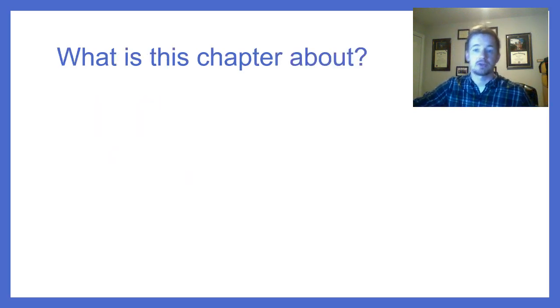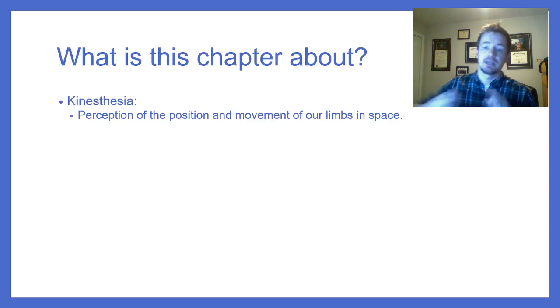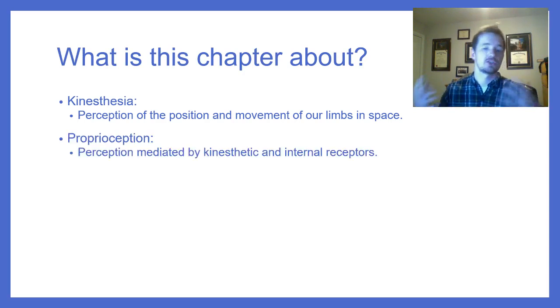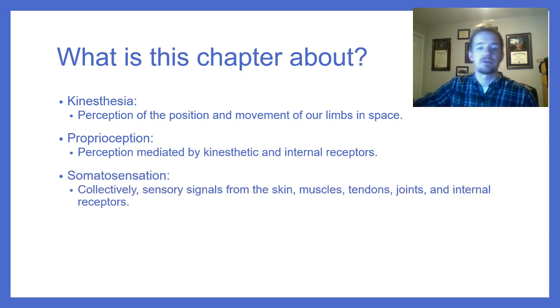Alright, so what is this chapter about? This chapter is about three main ideas. Kinesthesia, which is your perception of where your body is in space. Proprioception, which is understanding your internal state, so knowing whether or not you are moving, partly, but whether or not you are tired, whether or not you are aching, whether or not you are hungry. And finally, somatosensation. Somatosensation is going to mostly be movement and understanding the combination of all the sensory signals from your skin, to your muscles, to your tendons, to your bones, things like that.